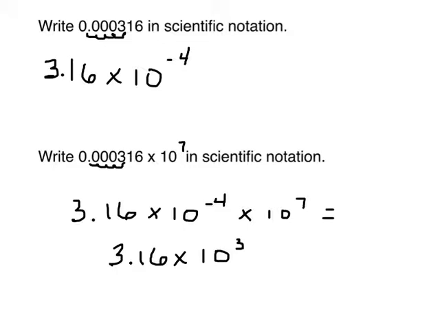Alright, now here we have the same number, but it says 10 to the 7th. Well, we're still going to move it. We still had 3.16 times 10 to the negative 4th, just like we had up here, but we're multiplying that times 10 to the positive 7. Here, we just say times 10 to the 7th, and then we, remember, add our exponents. So when we add 7 and negative 4, we get 3.16, that does not change, times 10 to the third power.